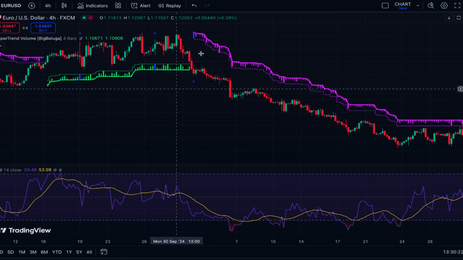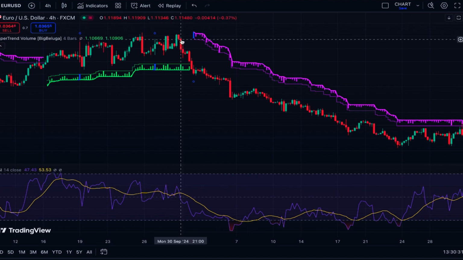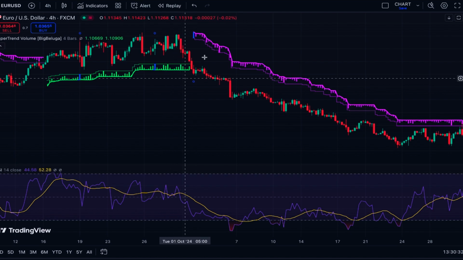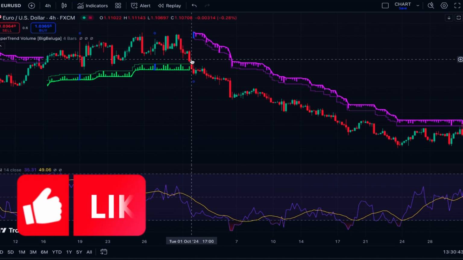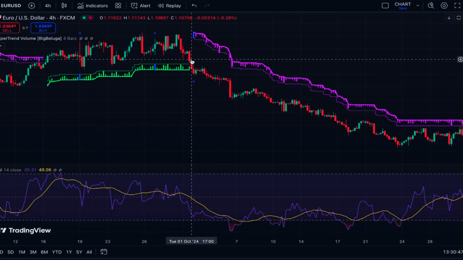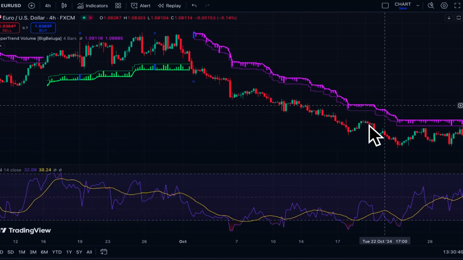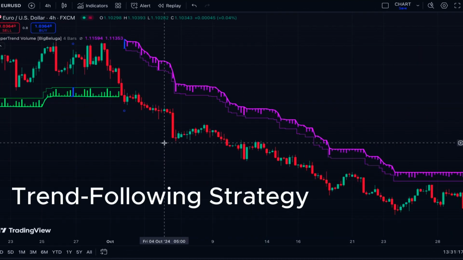In this case, RSI is also showing bearish divergence, which tells us that the upside momentum is weakening and downside momentum is gaining strength, and this gives the possibility of reversal. So here we have even higher probability that we are going to have a reversal and a downtrend is forming on the chart. Another use case of this indicator is using it in a trend following strategy.